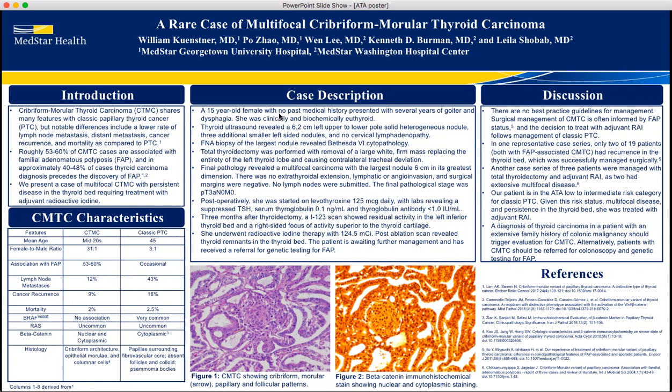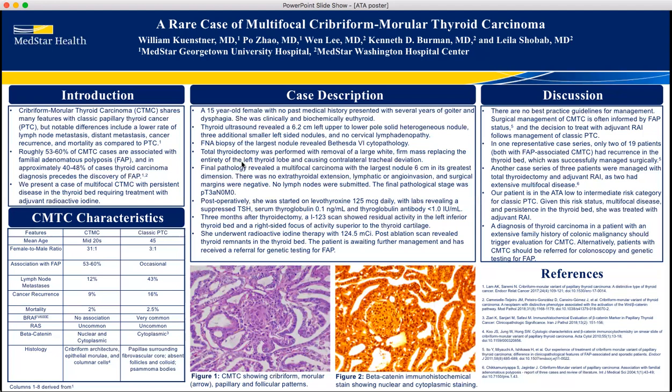Just to get into the case, our patient is a 15-year-old female. She has no significant past medical history, including thyroid cancer, endocrinopathy, colon cancer, or significant family history of colon cancer. She presented with several years of goiter and dysphagia, and was noted to be clinically and biochemically euthyroid. They obtained a large thyroid ultrasound, which showed a large nodule on the left side with several smaller ones. An FNA biopsy was subsequently performed, and that was actually concerning for classic PTC.